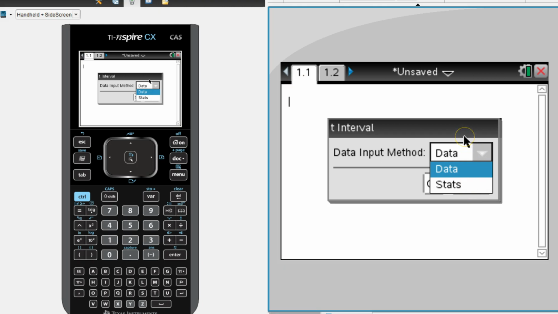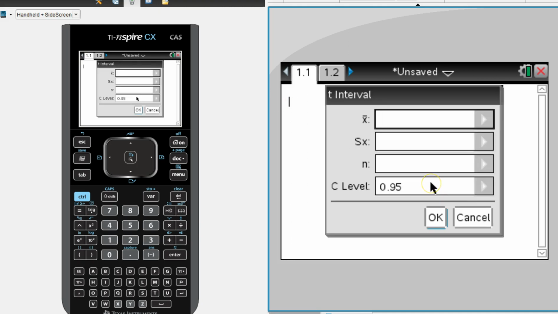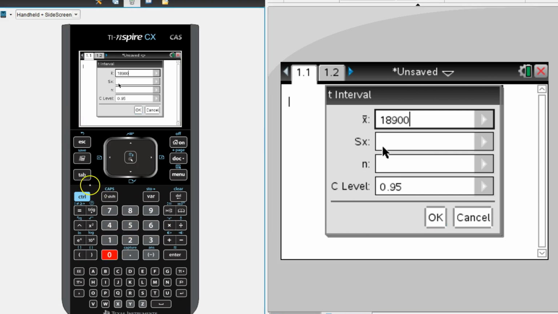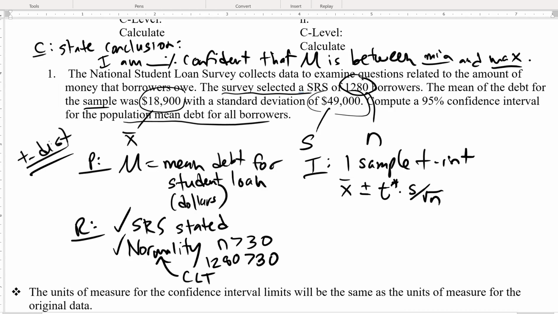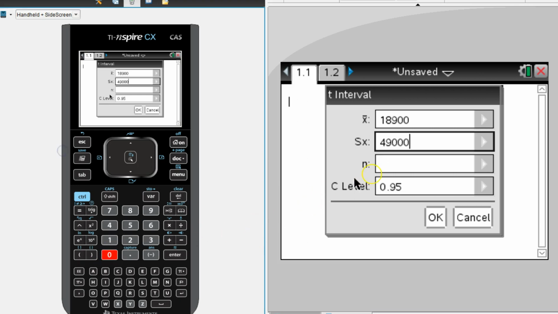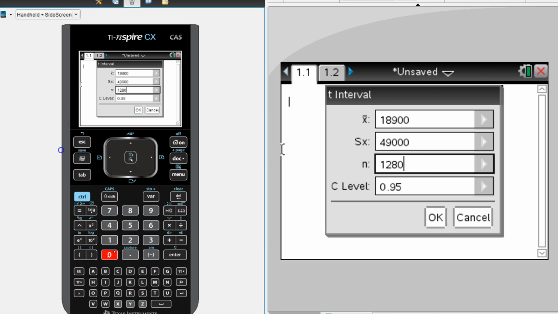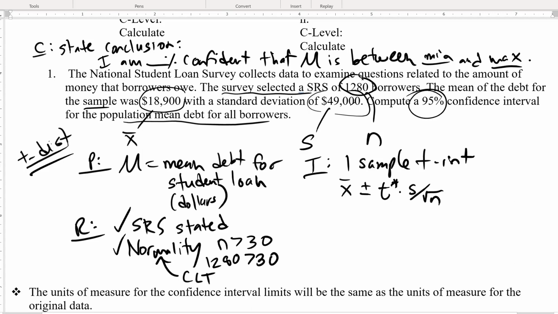Data or statistics. We have two choices. Data means I'm inputting an actual list of data, and I can run it. We don't have that, we have the statistics. What was the X bar? 18,900. Standard deviation was 49, really sad, was it 1,000 or 100? 49,000, that's really depressing. And our sample size, 1,280 borrowers. And our confidence level, they said, was 95%.